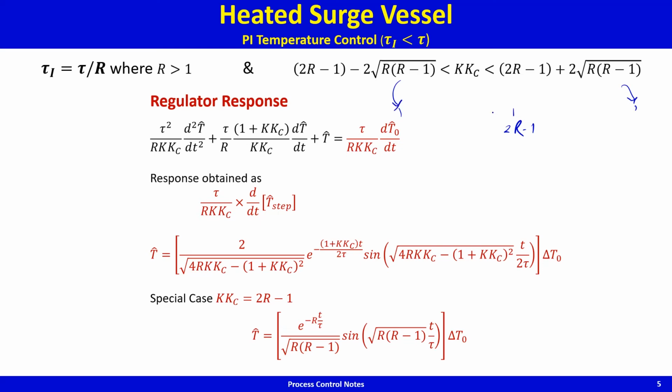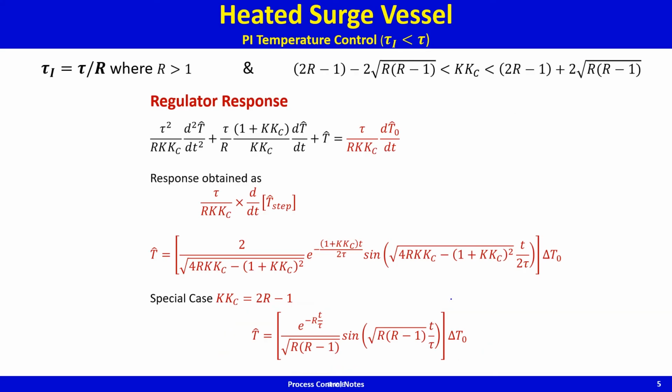2r minus 1 is right in the middle. So if you take kkc equal to 2r minus 1 and substitute over there, you can see that the regulator response will turn out to be this. You can do the necessary algebra to show that. I'm not going to show it.